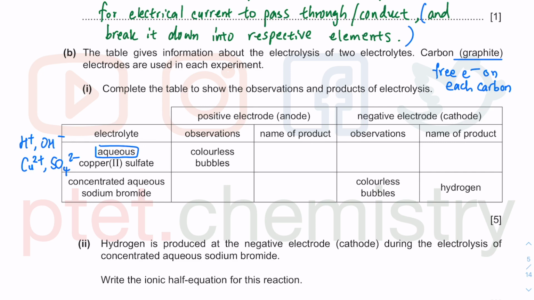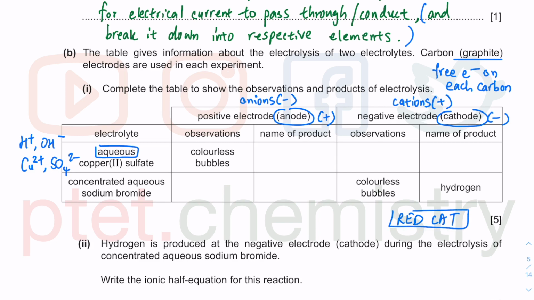And then we see at the anode, we know that anode attracts anions. So anions are negatively charged. This makes anode positively charged. Anions get attracted to anode, and then cations get attracted to cathode. We know cations are positively charged. This means cathode is negatively charged. We also know that reduction happens at cathode. So red cat would mean that reduction happens at cathode.